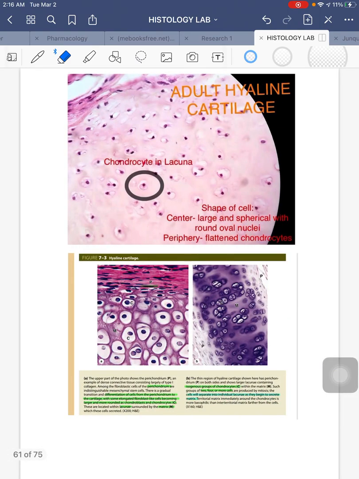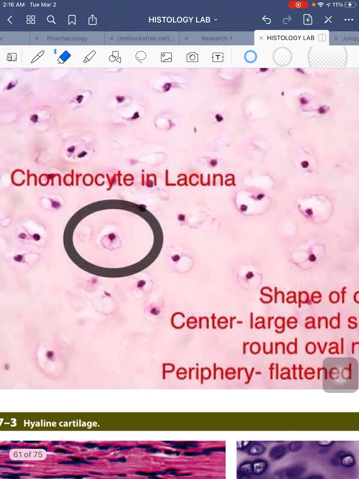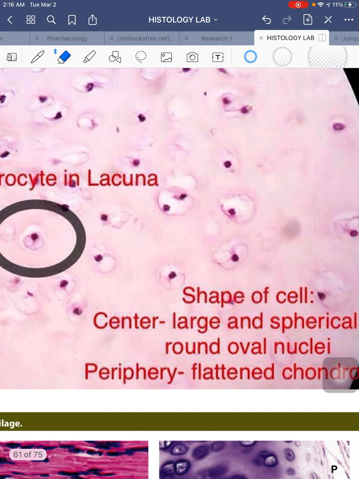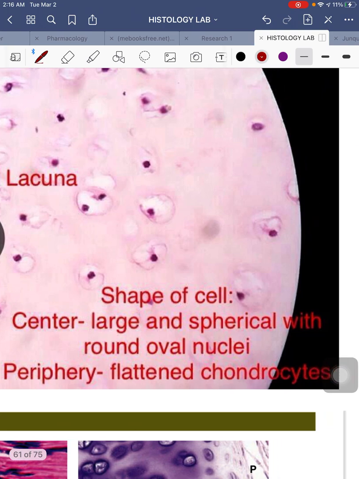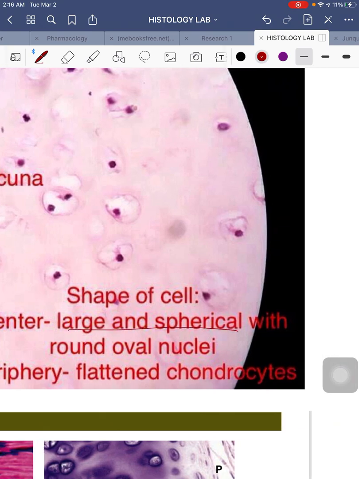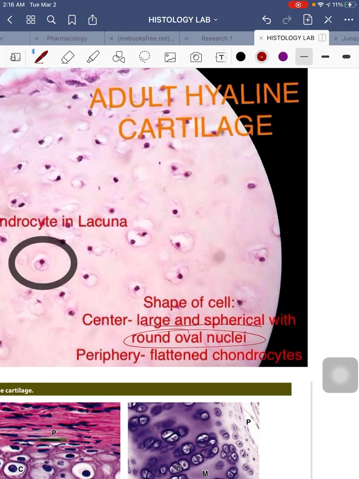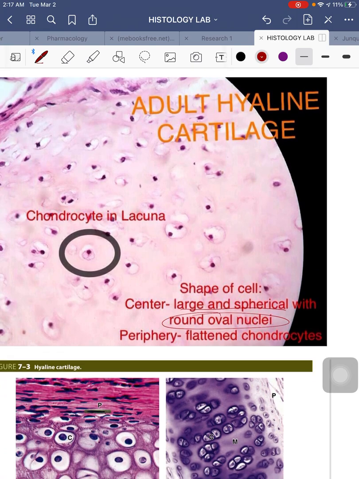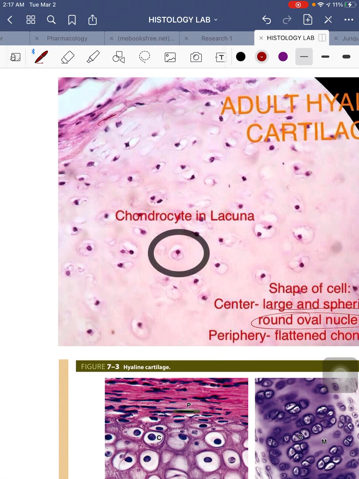Here, this is a zoomed in version of the previous one, okay? The shape of the cell or chondrocyte for adult hyaline cartilage is said to be large, spherical, with round oval nuclei. And in the periphery, you have flattened chondrocytes here. In textbooks, like in your Junqueira's, this is said to be a chondroblast. It's still a chondroblast. It's elliptical, the nuclei. It's found in the periphery and it's still immature.